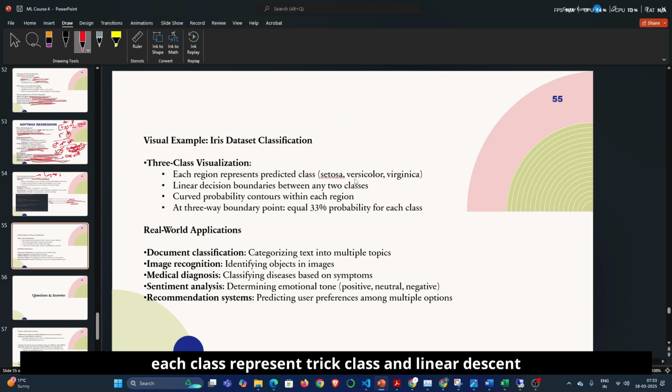Each region represents a predicted class, and the linear decision boundary between any two classes covers the probability contour within each region. At the three-way boundary point, there is 33% probability for each class. This is categorizing text into multiple topics. I think I already explained this classification in detail in the last video.